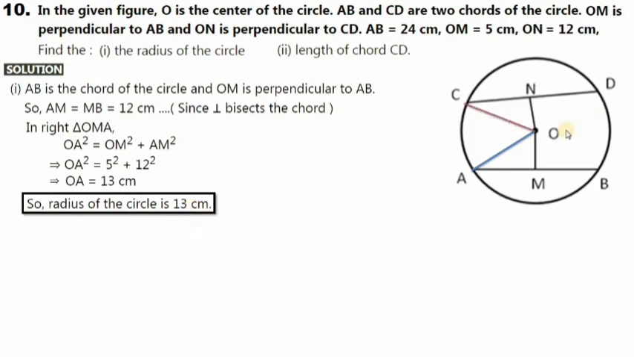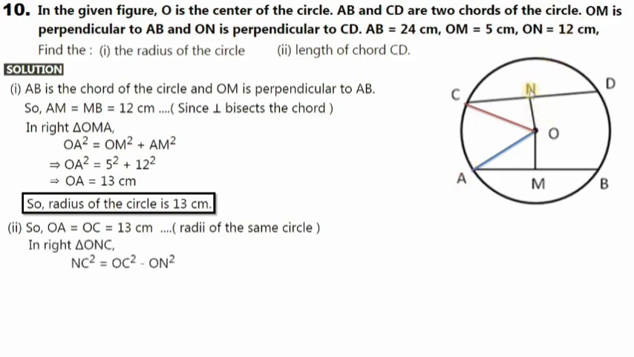Next, we will join O and C. Now again, as you know, ON is a perpendicular, so ON will bisect CD. That is, we will have CN and ND both equal. See here carefully. It is given that OA is equal to OC, because OC is also a radius. So OC will also be 13 centimeter, and ON is given to be 12 centimeter.